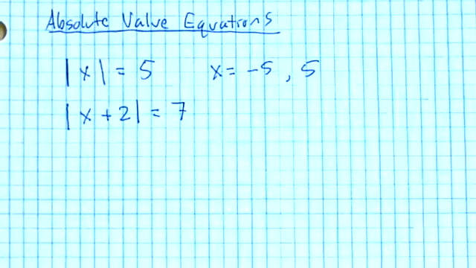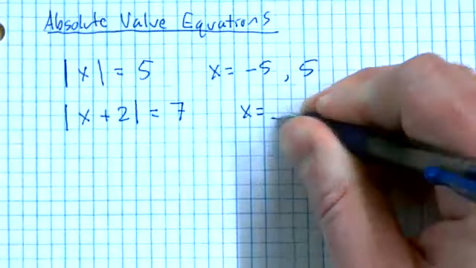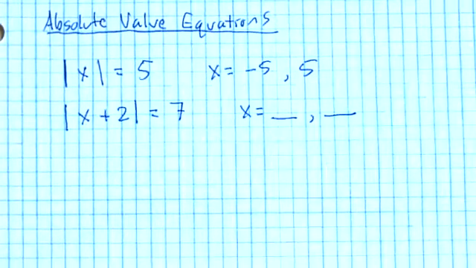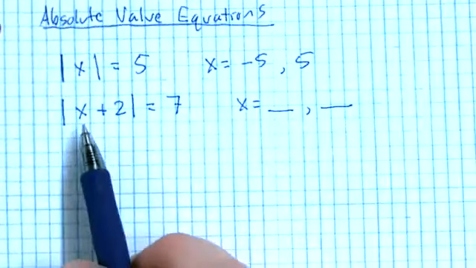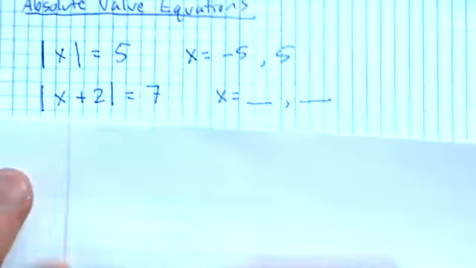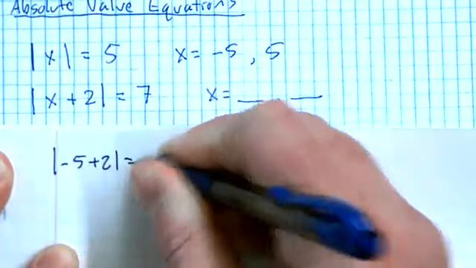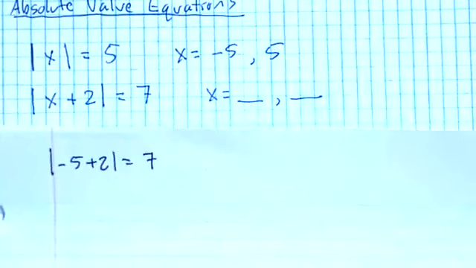All right, so have a look at that. And I'm going to go ahead, spoiler alert, tell you there are 2 answers to this, or 2 solutions. Anybody want to give me a solution? What's one? -5. Let me try that. So if I go -5 plus 2 equals 7.